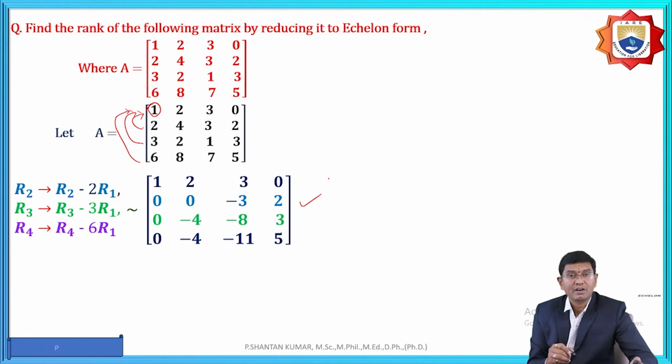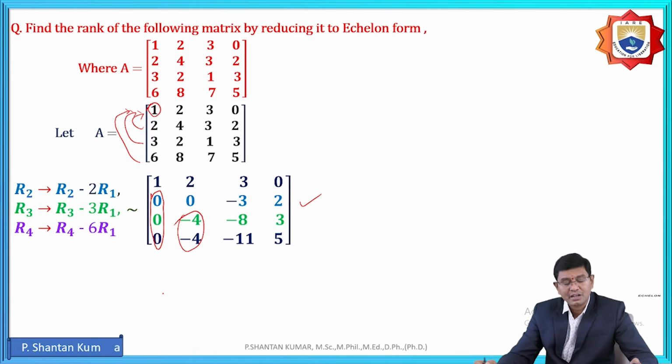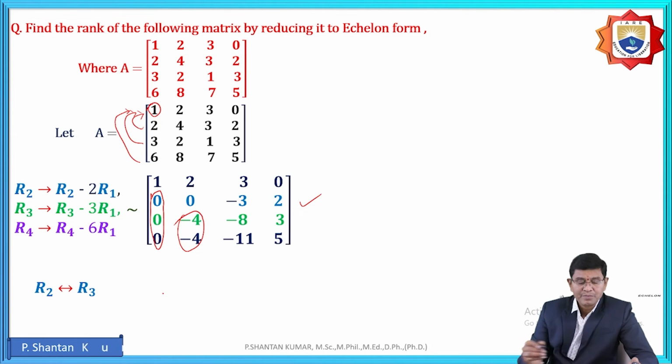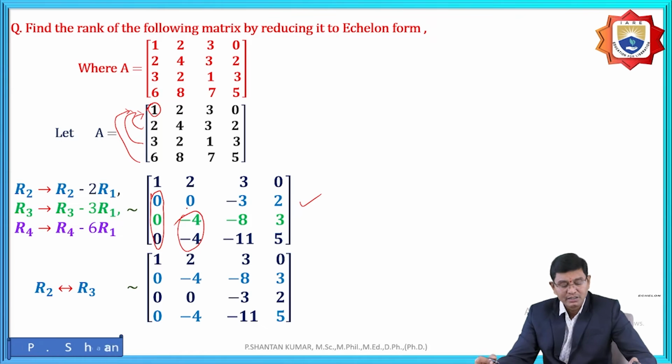Now we need to modify it further. Here, one entry is already 0. Now we need to reduce the next one to 0. There are several possibilities, such as R3 minus R2, or we can interchange R2 and R3. By applying the interchange of R2 and R3, the matrix is reduced to this.